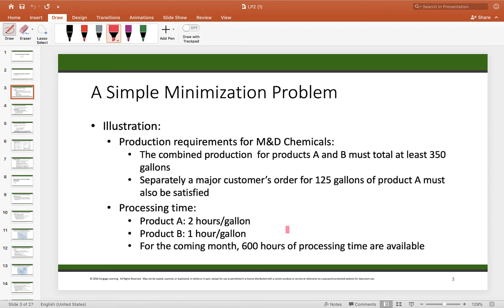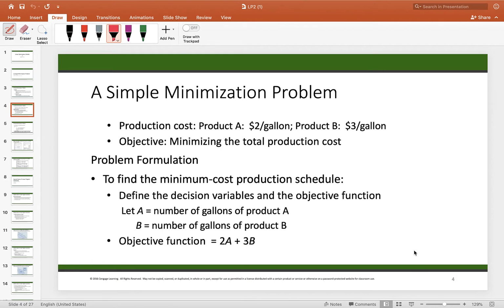The processing time for product A is 2 gallons per hour, and for product B, it takes 1 gallon per hour. And for the coming month, 600 hours of processing time are available. The production cost is $2 per gallon for product A, and for product B, it's $3 per gallon. The objective is to minimize the total production cost. Okay, so we're going to minimize the total production cost.